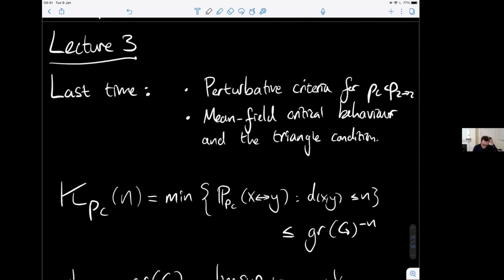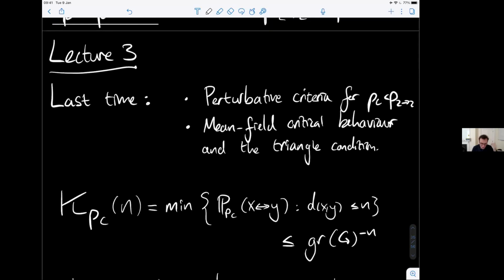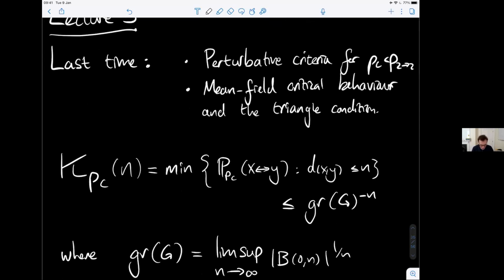Just to recap what we did last time, we looked at the pc versus pu problem and this strengthened reformulation in terms of operator norms, pc less than p22. We showed that if you have spectral radius smaller than a half, that's a sufficient condition for pc less than p22, and in particular, we deduced that every non-amenable group has at least one Cayley graph of the conjecture. And we looked at mean field critical behavior and all that stuff as well.